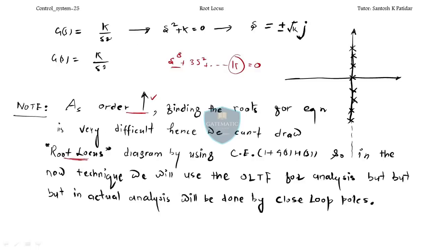Here you have only 2 roots. Here you have only 3 roots. So directly we are drawing this root locus path, root locus diagram. But if your order increases, it's very difficult to find out. So very difficult. Hence we cannot draw the root locus diagram by using the characteristic equation. So in the new technique we are going to discuss in the root locus chapter, we will use the open loop transfer function, that means G(s)H(s), for analysis.